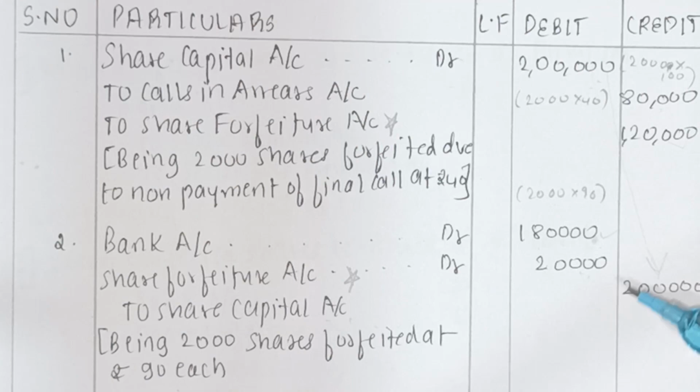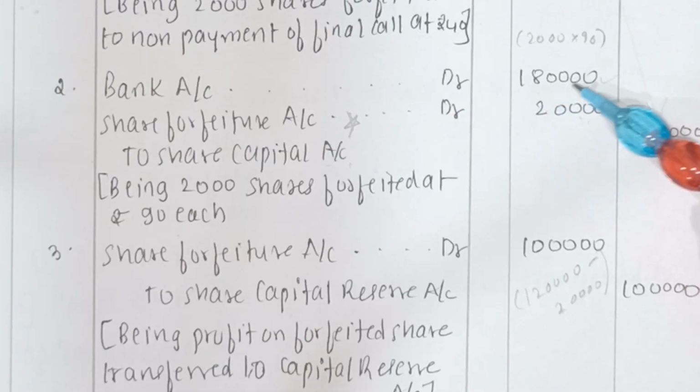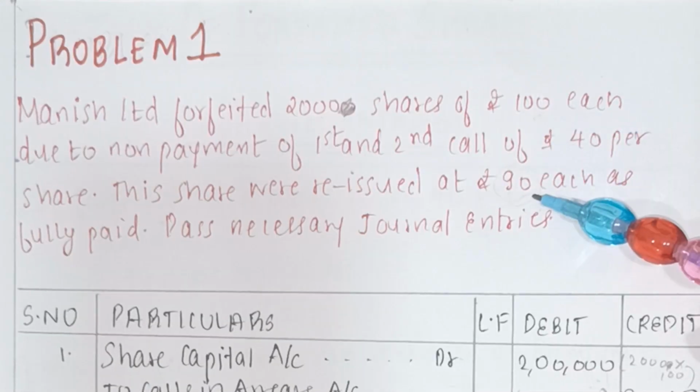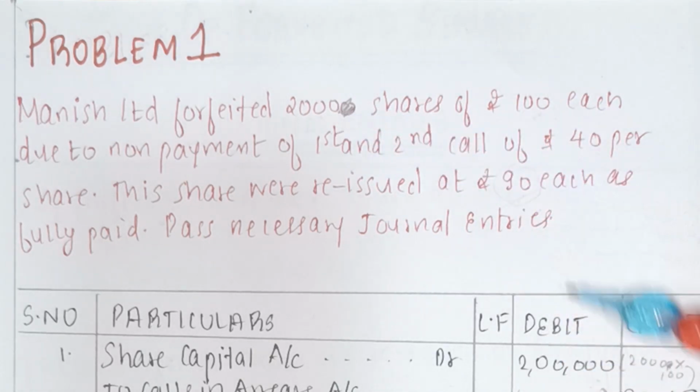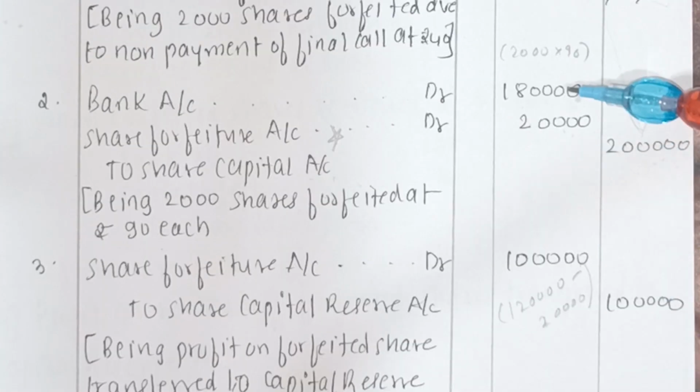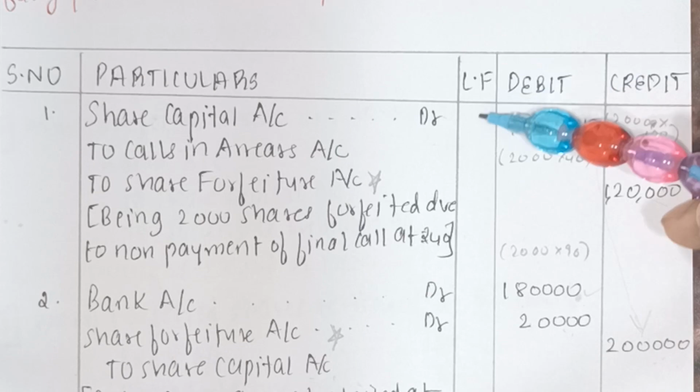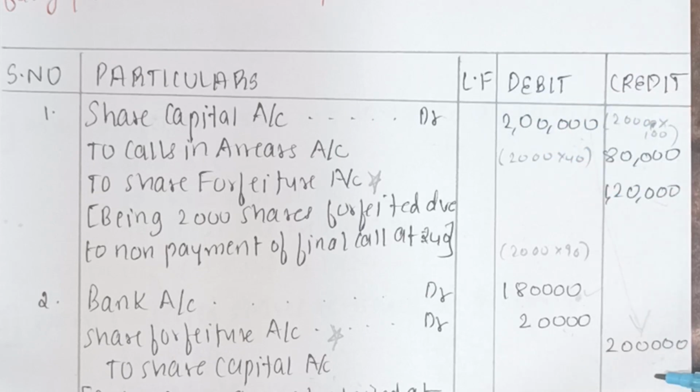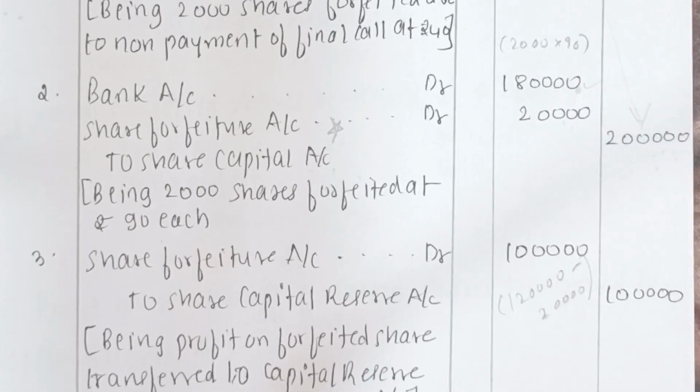Alright. Or else what you can do is this amount you can also get it by 100 minus 90 is 10. So 2,000 into 10 will give you 20,000. Or what you can do is just take 1,80,000, then this share capital amount, just write it here again. Subtract the 2, you will get 20,000 again.